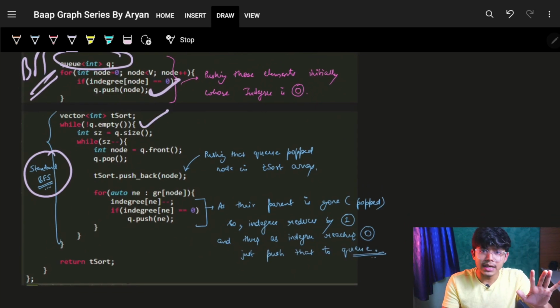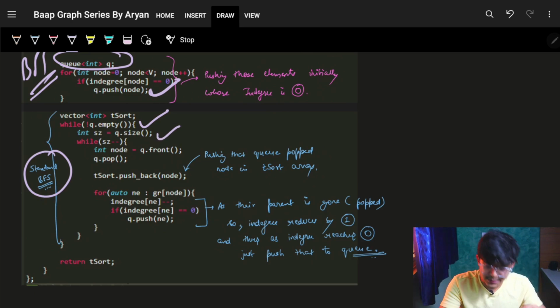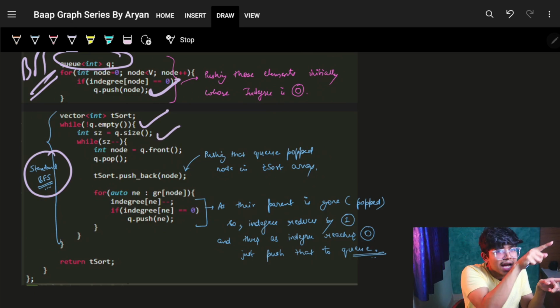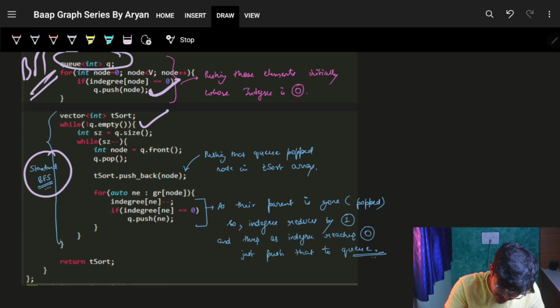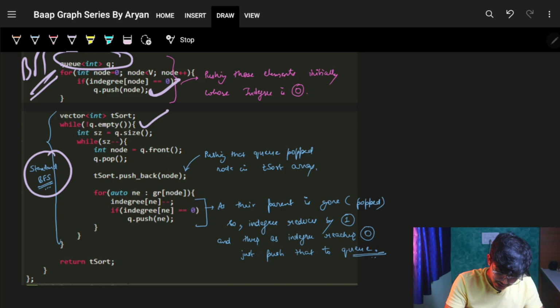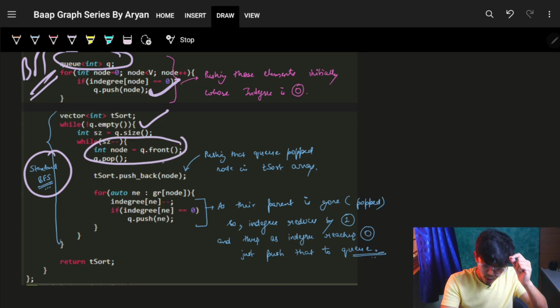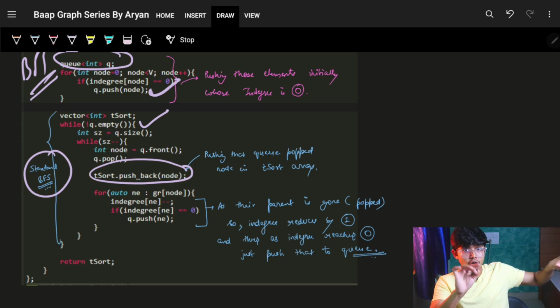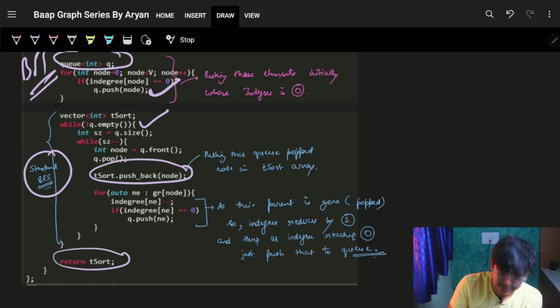Now until the queue is empty, as we do, we grab the size because we want to traverse layer by layer. So we just grab the size so that we can iterate on the entire layer once. I just go on to this layer, and at every step, I'm just grabbing the node. I am just pushing that node in my topological sort ordering because it is the ordering I need to return in the last itself, right?